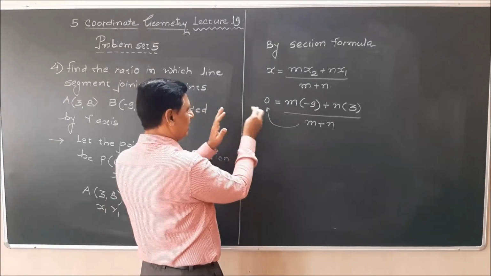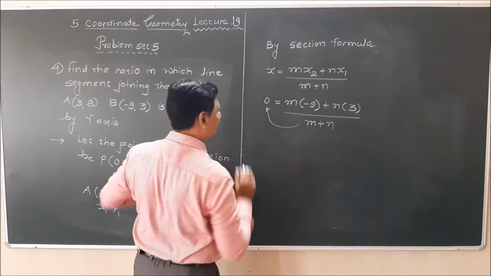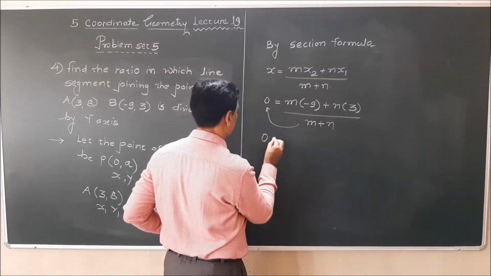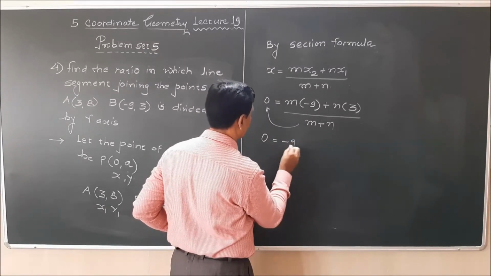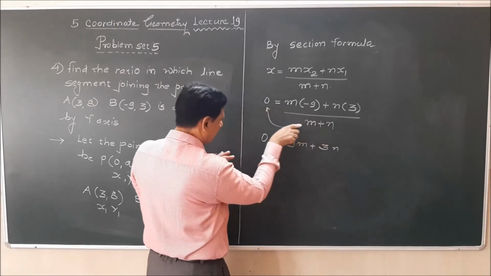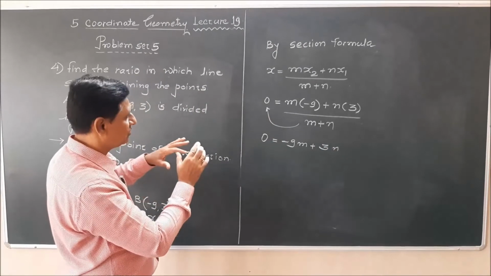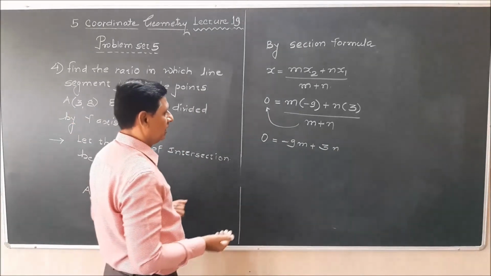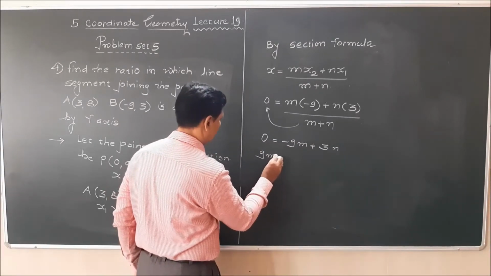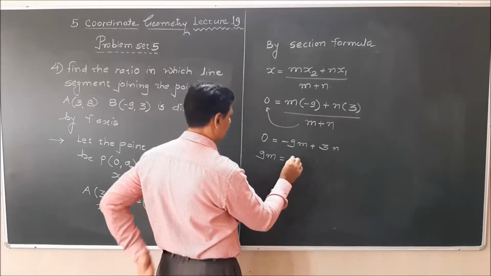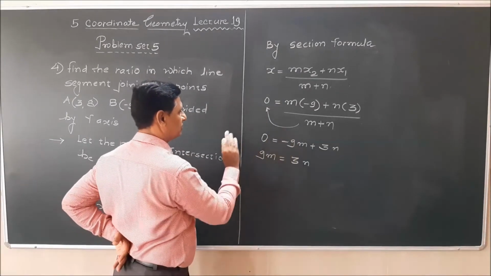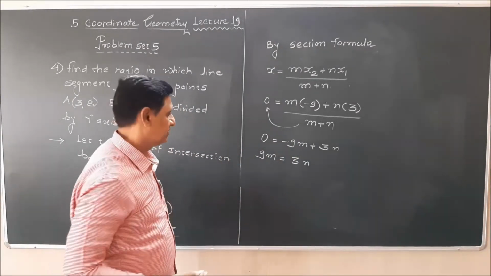This m plus n, if we transfer entire element on left hand side, so 0 into anything is 0. So 0 is equal to minus 9m plus 3n. Try to understand. If I transfer the group of m plus n into 0, anything into 0 is 0. Now minus 9m to the left hand side becomes plus 9m, and right hand side is 3n only.